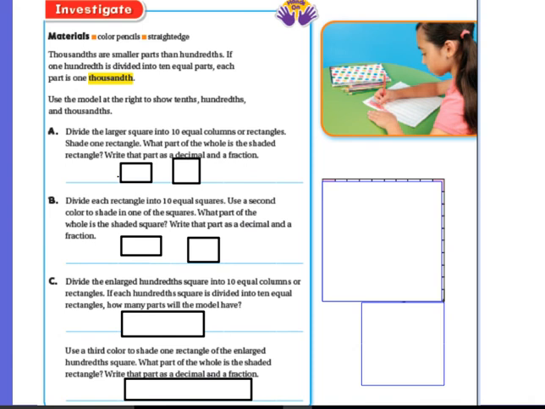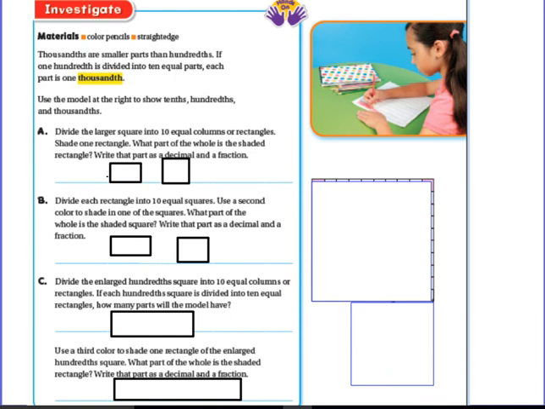Thousands are smaller parts than hundreds. If 100 is divided into 10 equal parts, each part is 1,000. Use the model at the right to show tens, hundreds, and thousands. Divide the larger square into 10 equal columns or rectangles. So let's do that first. Let's divide it into those 10 equal parts. So divide yours quickly into 10 equal parts.